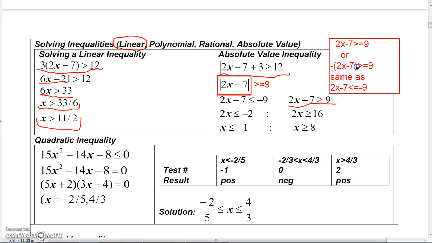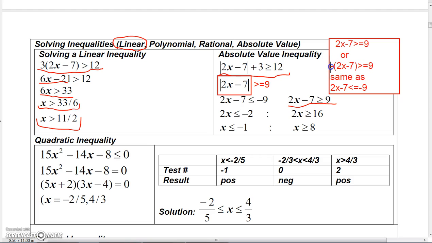But the other thing that's true, remember, the absolute value is also true if the expression is negative. So we also have to solve this equation. Minus the quantity 2x minus 7 is greater than or equal to 9. But we're going to write that a little bit different.